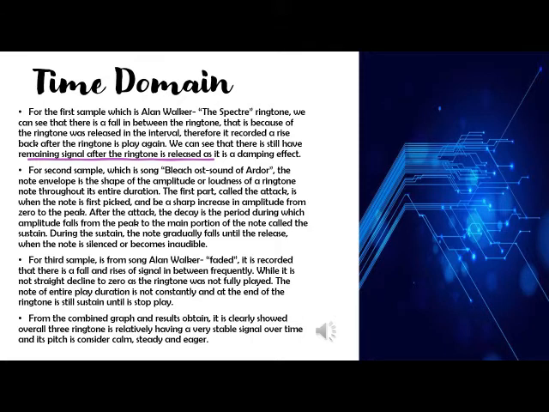For the last sample, it is recorded that there is a fall and rise of the signal in between frequently, while it does not decline straight to zero as the ringtone was not fully played. The note over the entire duration is not constant, and the end of the ringtone is still sustained until it stops playing. Overall, the three samples clearly show a relatively stable signal over time, and its peak is considerably calm and steady.